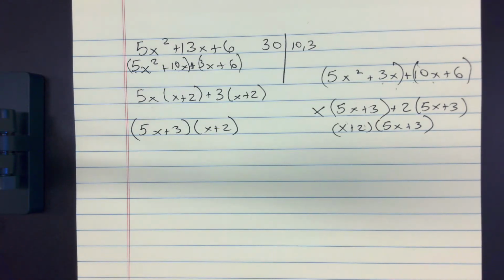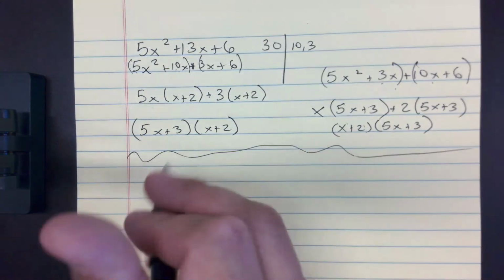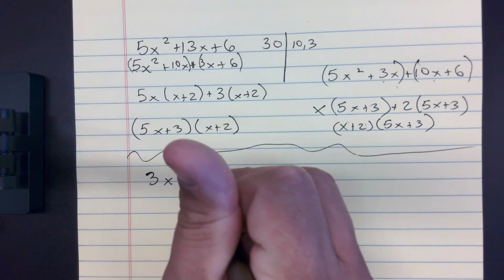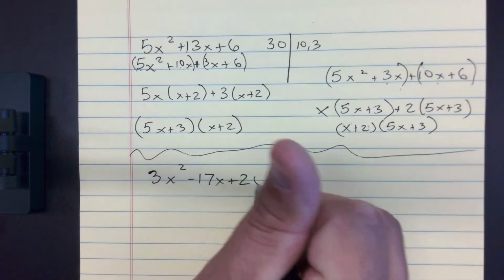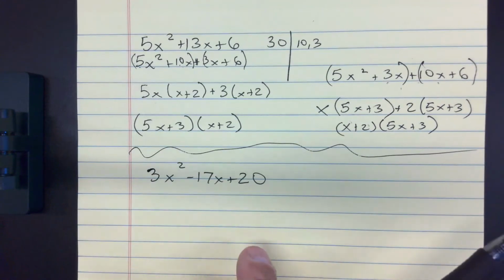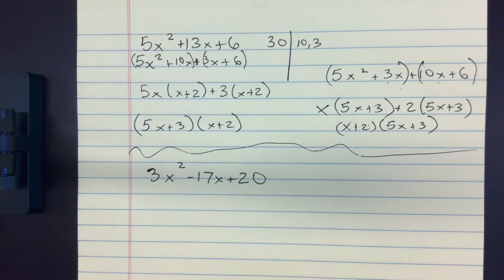Okay, any questions so far? All right, let's get a little bit tougher here. 3x squared minus 17x plus 20. You're going to have problems today where you're going to multiply A and C together and they're going to be over 100. And you're going to have to find two numbers that multiply together to be that gigantic number and add together to be the middle number. This one's an easy one.